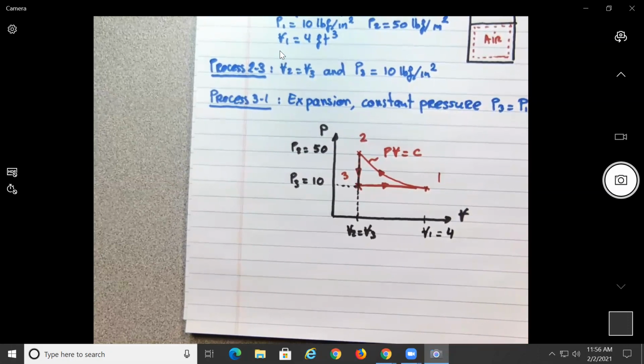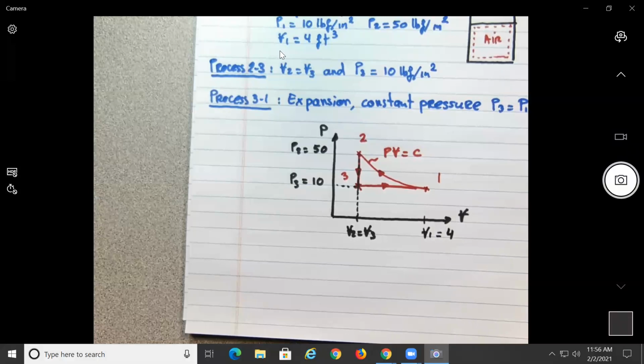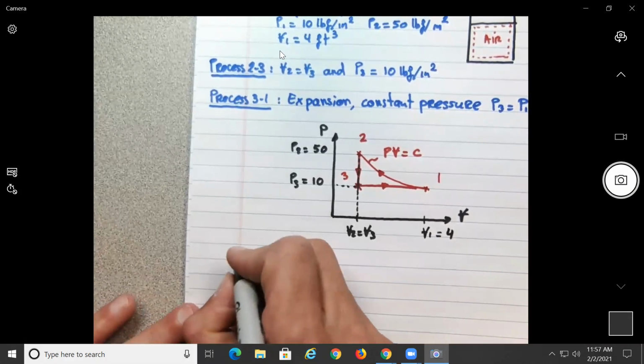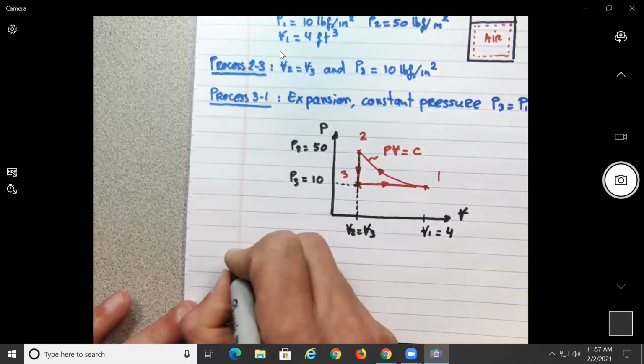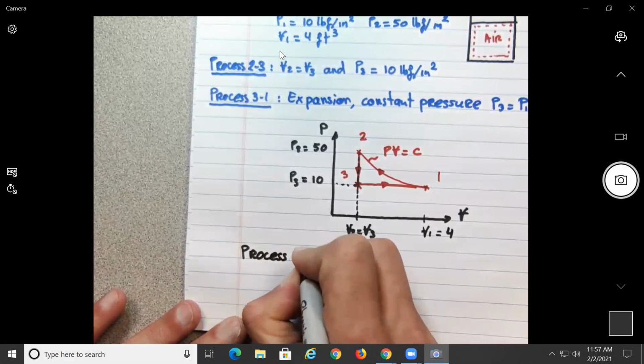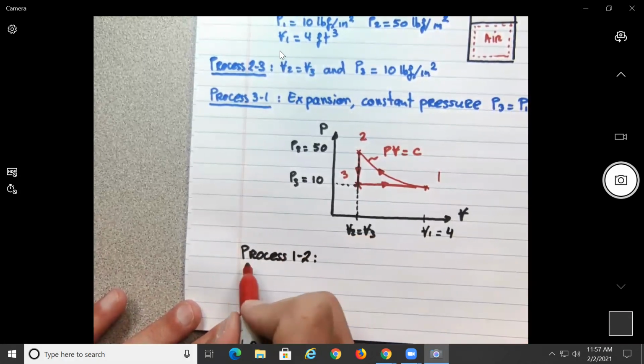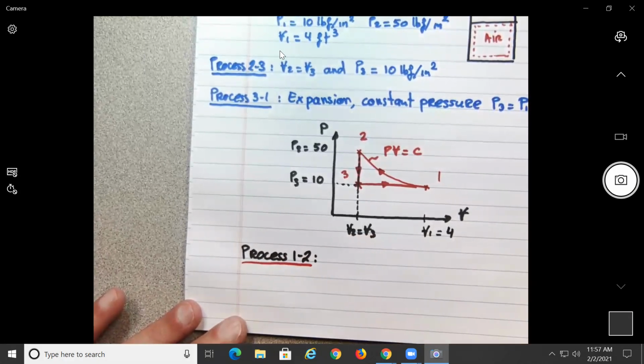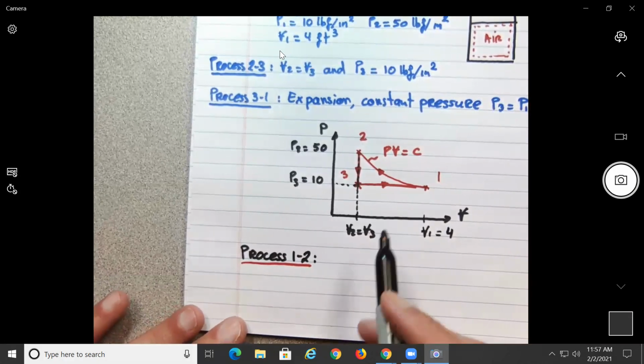Okay, so to complete the figure, what do we need to do? We need to solve for V2, no? So how can we do that? Probably by just looking at process 1, 2. So, yeah, let's say process 1, 2, what do we have?